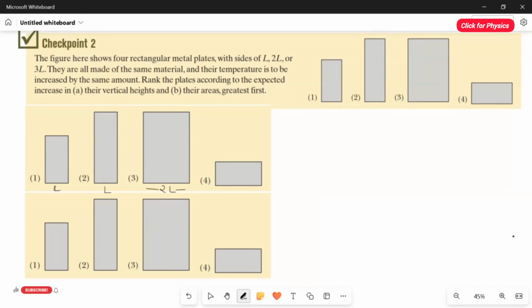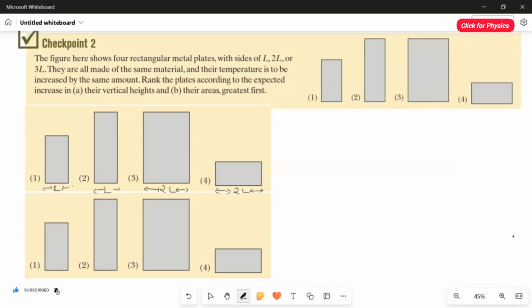Right? And when you come to the last figure, the length of the fourth rectangular plate and the length of the third rectangular plate are exactly the same. So this length is also 2L. Clear? So for the first 2 diagrams, the length of the metal plates is L, and for the remaining 2, the length of the metal plates is 2L. Clear? Now we have to see the vertical.